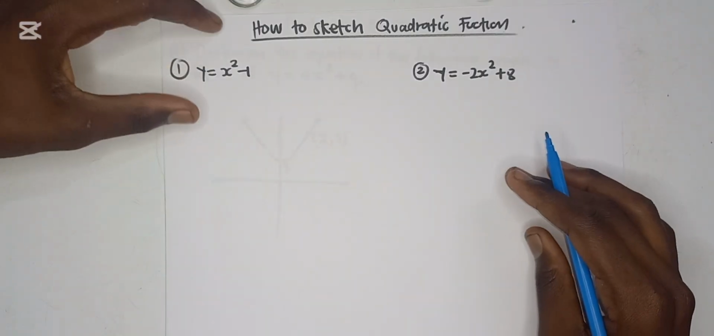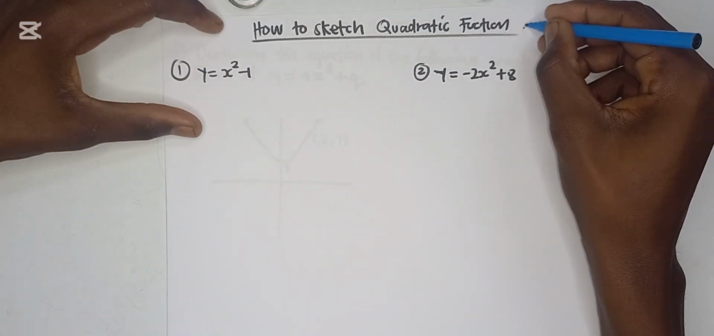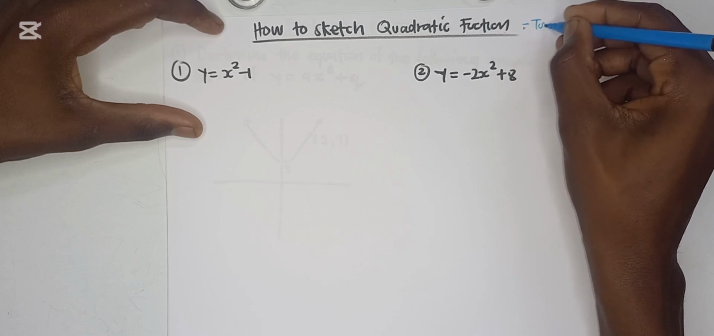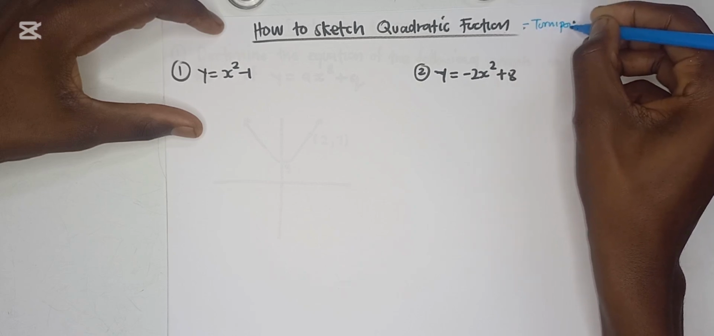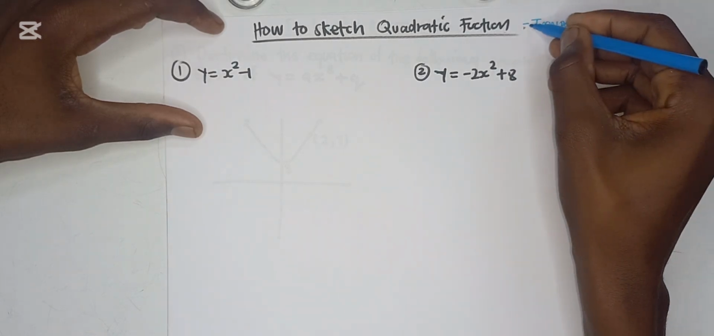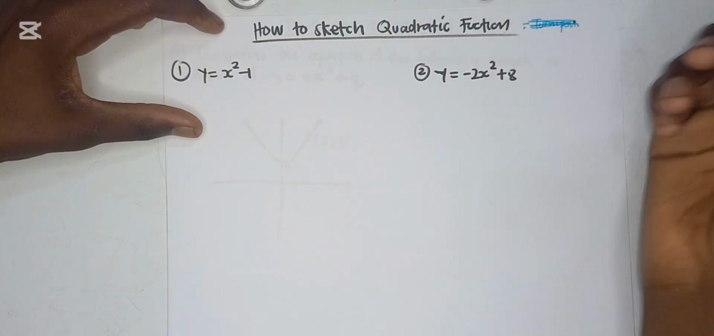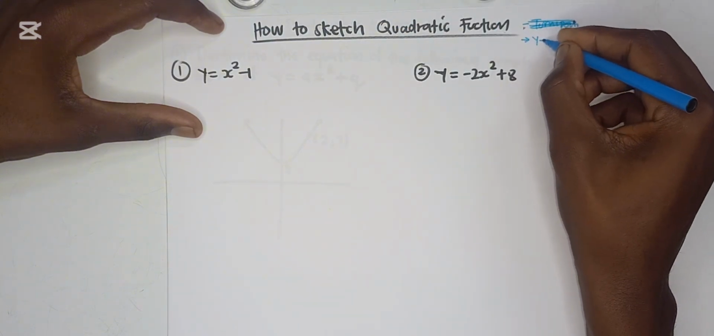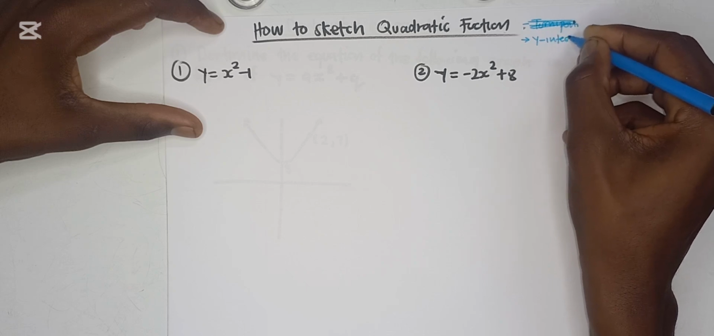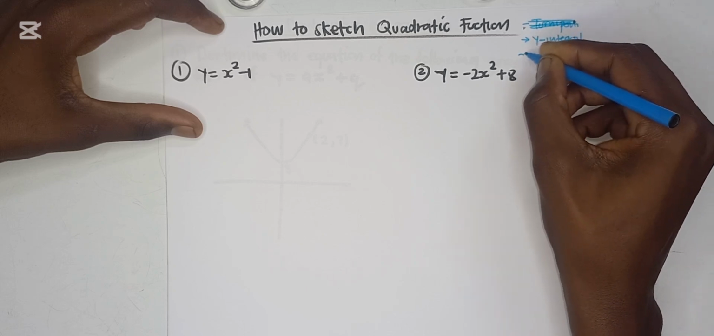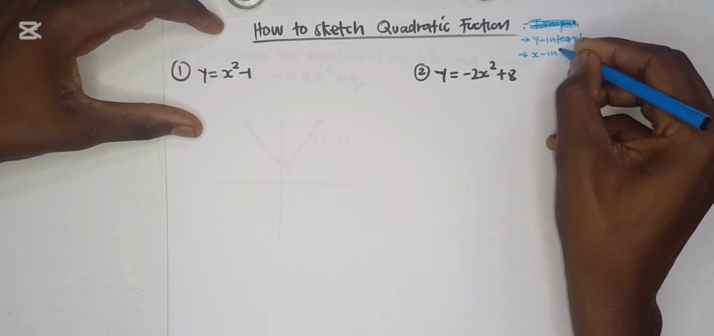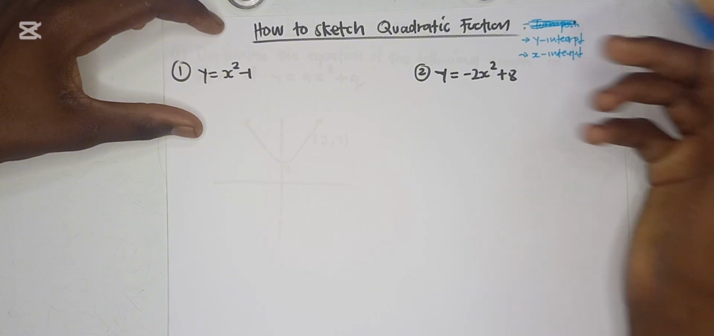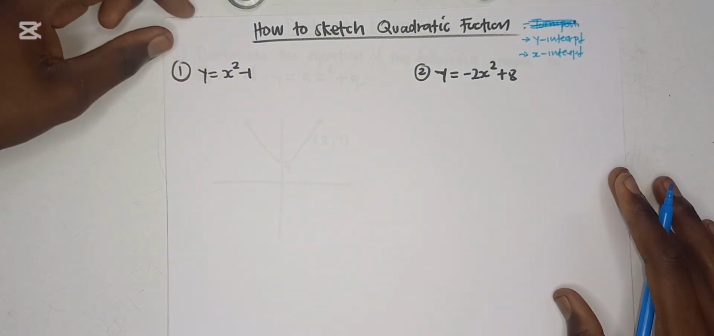To sketch a parabola, what you need is to know the turning point. I think here it is not that popular. You have to know the y-intercept, which is the easy thing that you can find, and also know the x-intercept. If you know these two things, you can sketch your graph very easily.